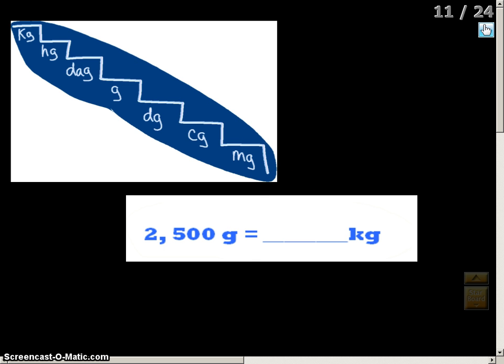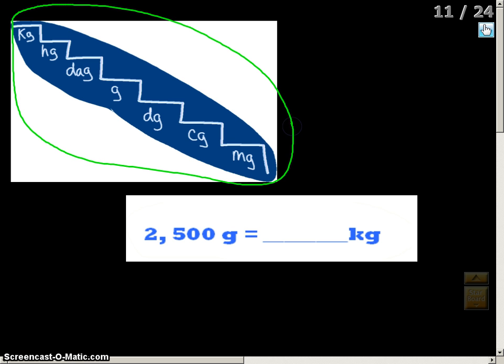Now what I want you to do is get out your math journal and pencil, and I also want you to copy down this stair step right in your math journal. This is going to help you out tremendously throughout this lesson. So I want you to pause the video right now and copy down those stair steps so you can refer back to them throughout this lesson. So I want you to pause the video now.